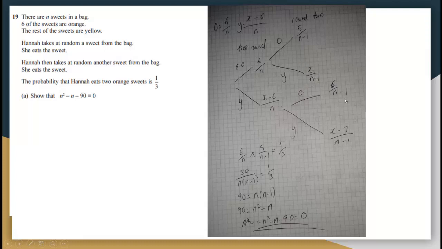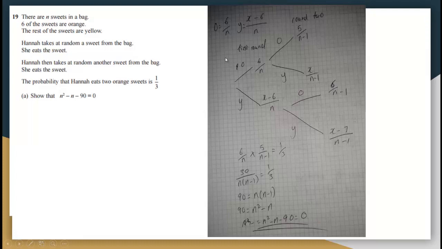And of course, if we take a yellow one, but we take an orange one, we know that the orange is never changed, but the total changes, and we know that it's x minus 7, because we knew that more of the sweets would have been taken. So, but we don't need to know about yellow.